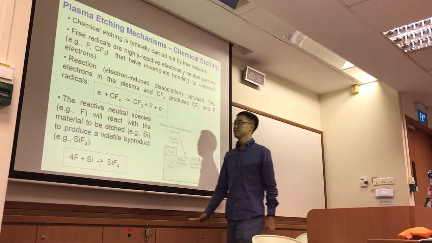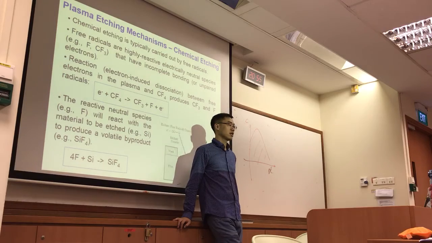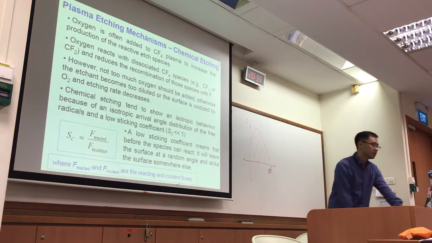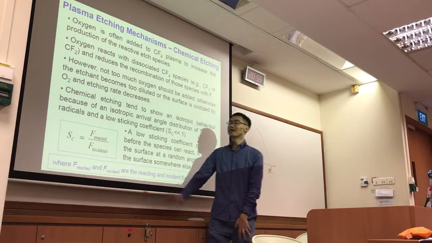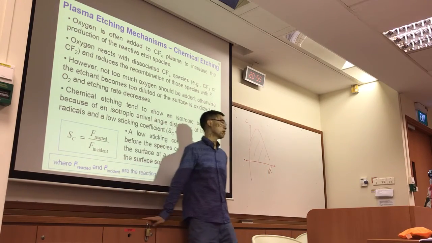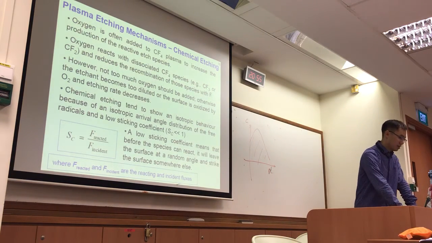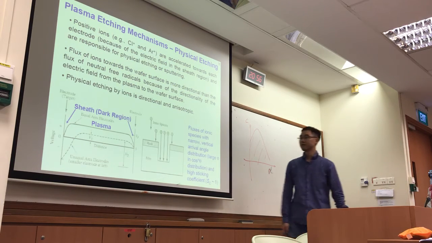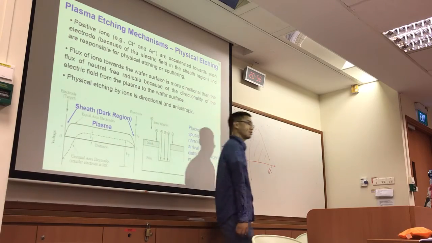And you have to know that the byproduct has to be volatile in order to have good etch of the material. And sticking coefficient, you have to know the concept of sticking coefficient, but you don't have to remember this equation. I will give it to you if I'm going to test you. And you know that chemical etching is isotropic, but physical bombardment is anisotropic, correct? And here you know the formation of sheaths. You have potential difference near the surface.